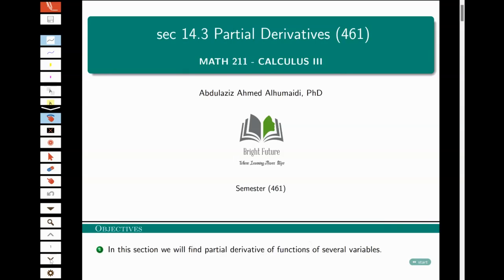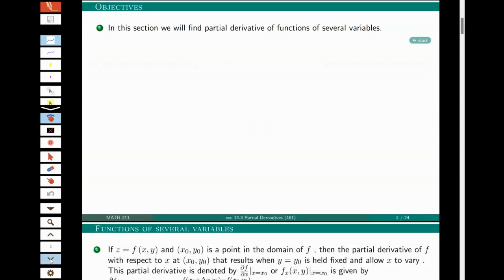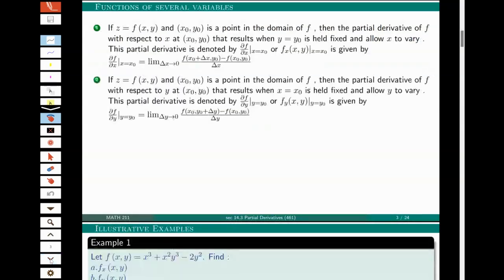In this section, we are going to speak about partial derivative. Quick look at the partial derivative definition. Partial derivative means we allow one direction to vary, which in this case is the x coordinate, and we keep the y coordinate fixed. That's why we call it partial f with respect to x.